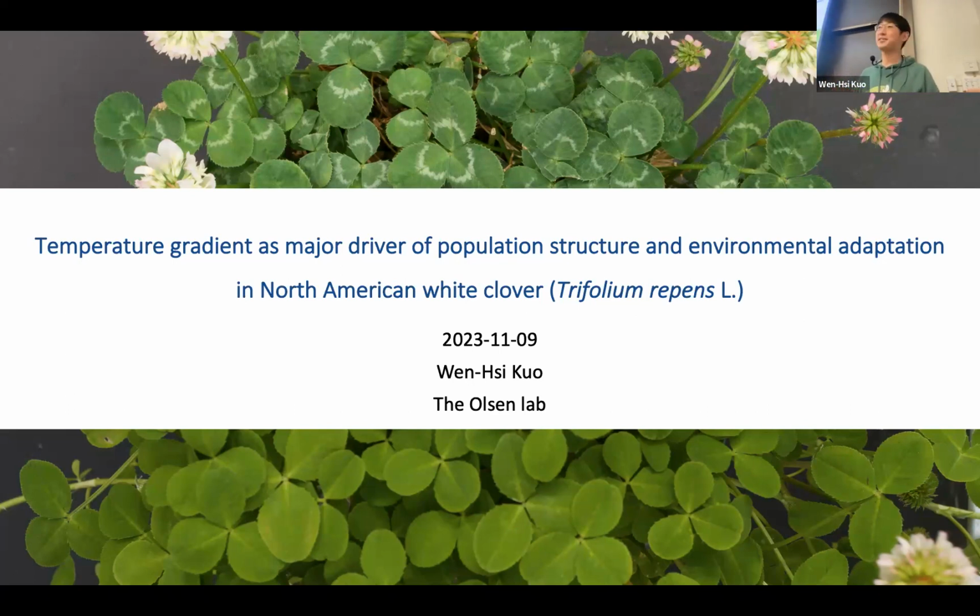I'm now a 6th-year graduate student in Ken Olson's lab, and I have been working on clover for 5 and more years. Today I'm going to talk about my third chapter in my dissertation, and I'm still working on it, especially the discussion part. This is about temperature gradient as a major driver for population structure and environmental adaptation in North American white clover. So let's talk about environmental adaptation first.